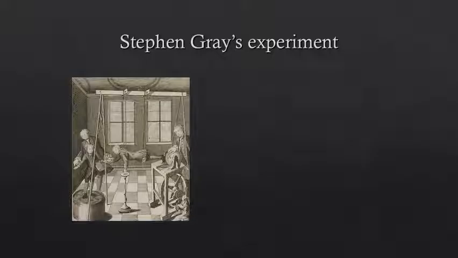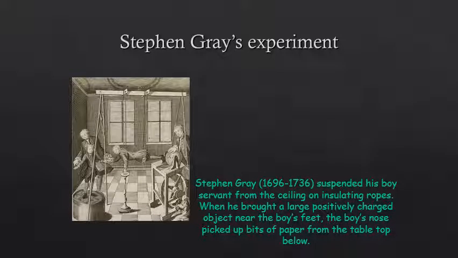Okay, so an example of the power of static electricity is Stephen Gray's experiment. Stephen Gray was an 18th century researcher. What he did was he suspended a small boy from insulating ropes, so no charge could get into the ropes or into the boy. And when he brought a large positively charged object near the boy's feet, as you can see from the diagram, where I've just marked it in, a little positively charged object there, the boy's nose picked up pieces of paper from a tabletop below.